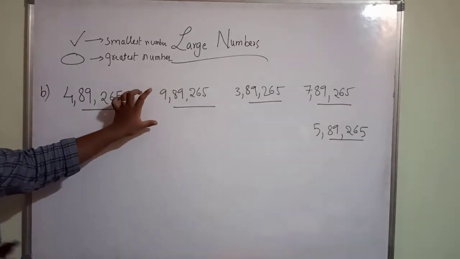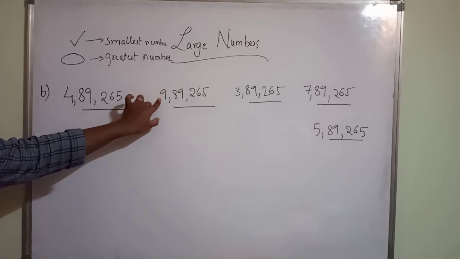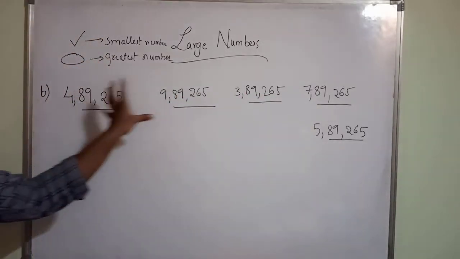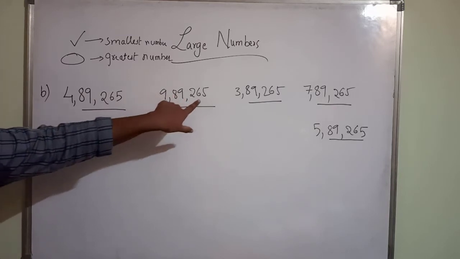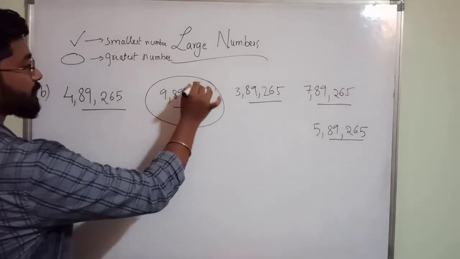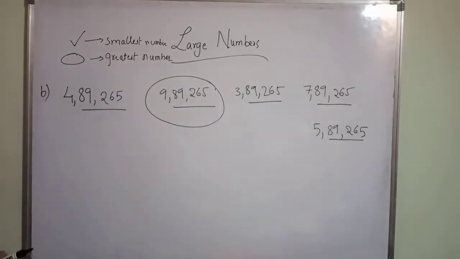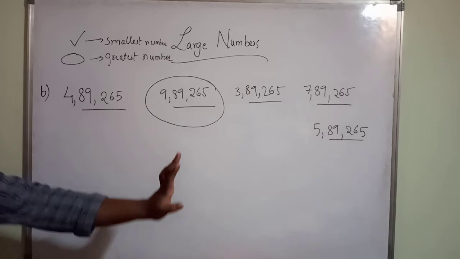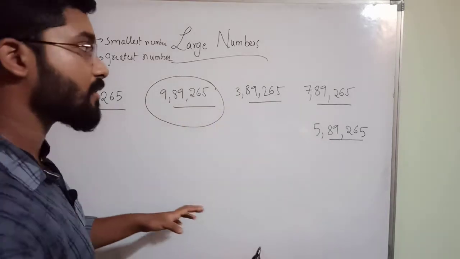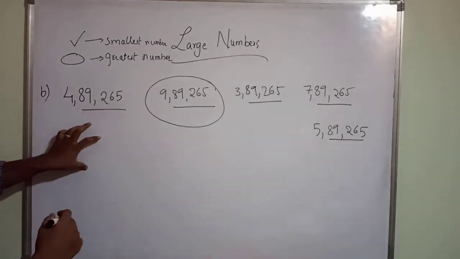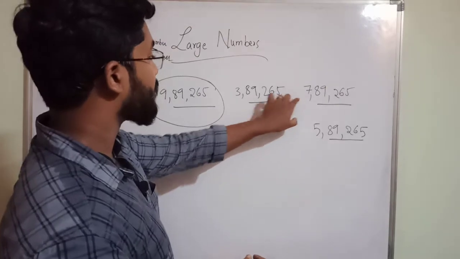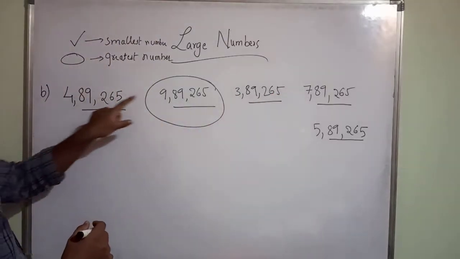But what is the difference? 9 lakhs, 3 lakhs, 7 lakhs, 5 lakhs, 4 lakhs. Among all these, 9 lakhs, 89,265 is greater. This is the greatest number. What is the least number? If any digits are common, it is very easy to find out the least and the greatest number. So that's why I am telling this technique to you. So among all this, 5 lakh, 7 lakh, 3 lakh, 4 lakh, 9 lakh is greater.